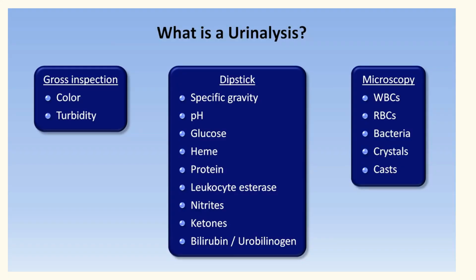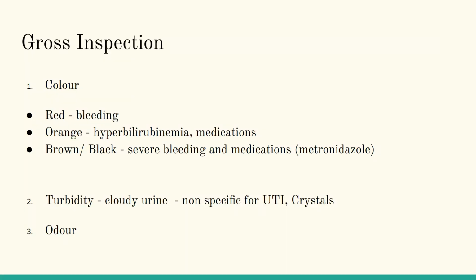Moving on to urine analysis, there are three main parts of the urine analysis: the gross inspection, the dipstick, and the microscopy. We'll start off with the gross inspection. Three main conclusions can be made from this inspection: color, turbidity, and odor.